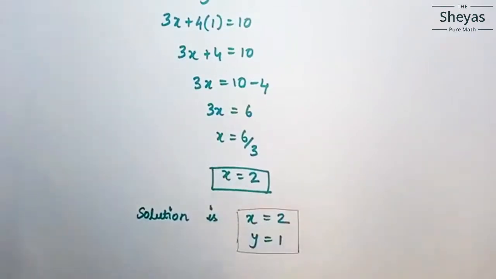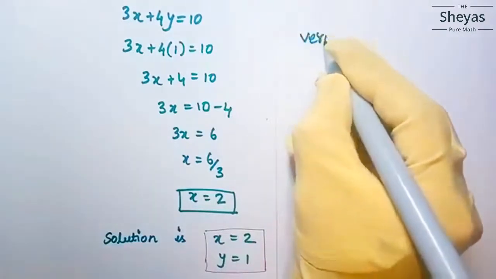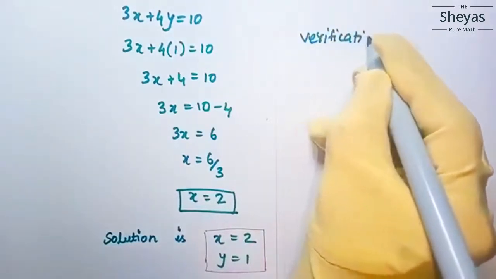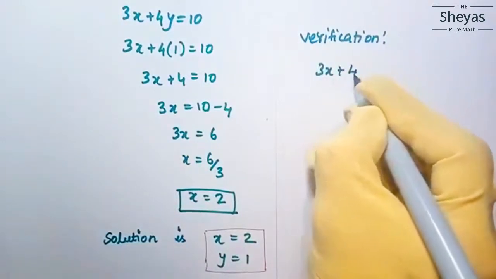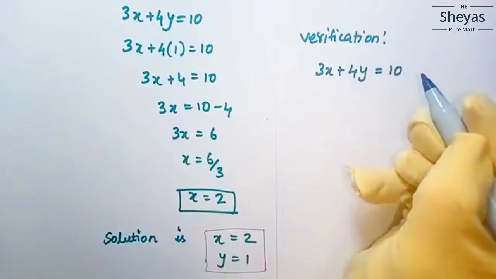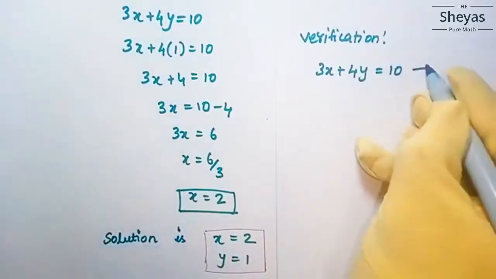Now we are going to verify the solutions. We are going to take one equation, 1 or 2. Any one equation you can choose and substitute these values in the equation, and you can verify whether these are the exact solutions. So verification. I am taking the first equation, 3x plus 4y is equal to 10. You can also take the second equation, but I am taking the first equation.